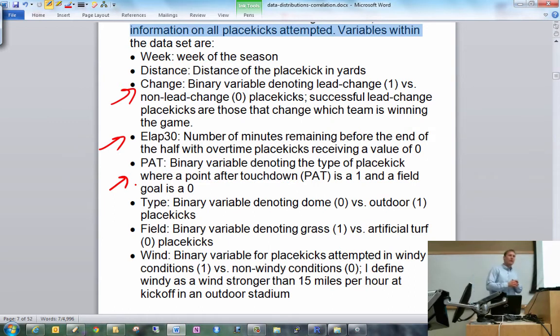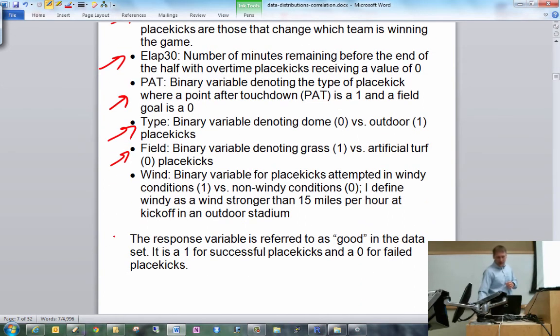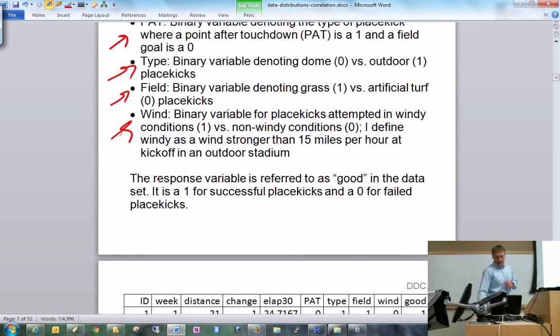In football, if you're not familiar, there are two different kinds of place kicks. Point after touchdown is worth 1 point if successful. Field goal is worth 3 points if successful. Was the place kick attempted in a dome stadium or outdoor stadium? Was it a grass or artificial turf field? And was it windy or not when the place kick was attempted?